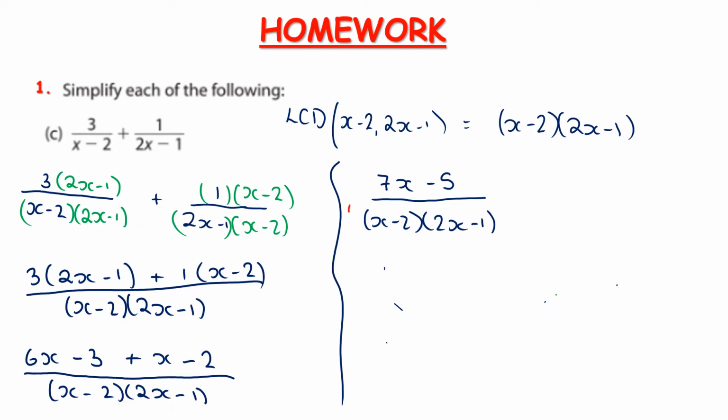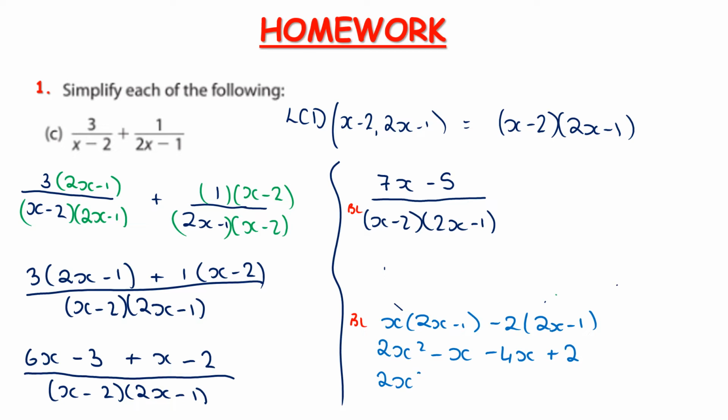Now, I'm going to take that bottom line and expand it. So I'm going to have x times (2x minus 1) minus 2 times (2x minus 1). That gives me 2x squared minus x minus 4x plus 2. That is 2x squared minus 5x plus 2. So my final answer up here becomes (7x minus 5) all over (2x squared minus 5x plus 2).